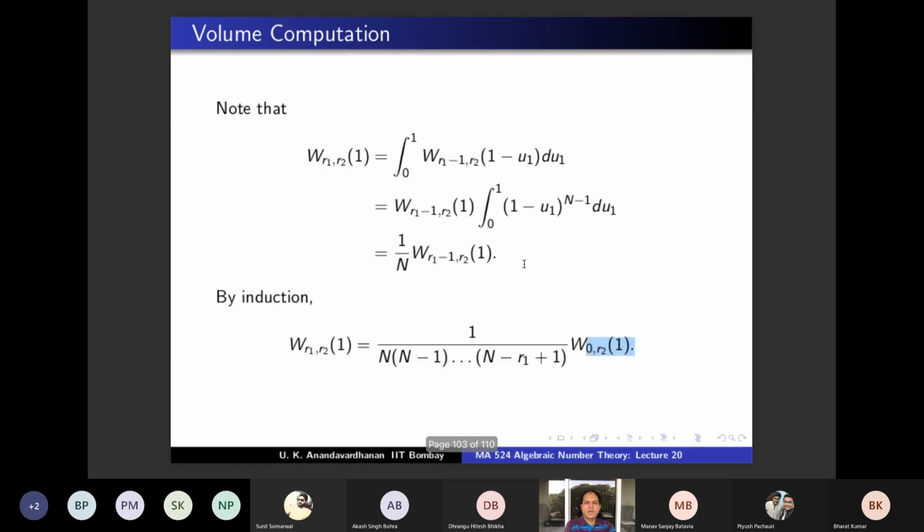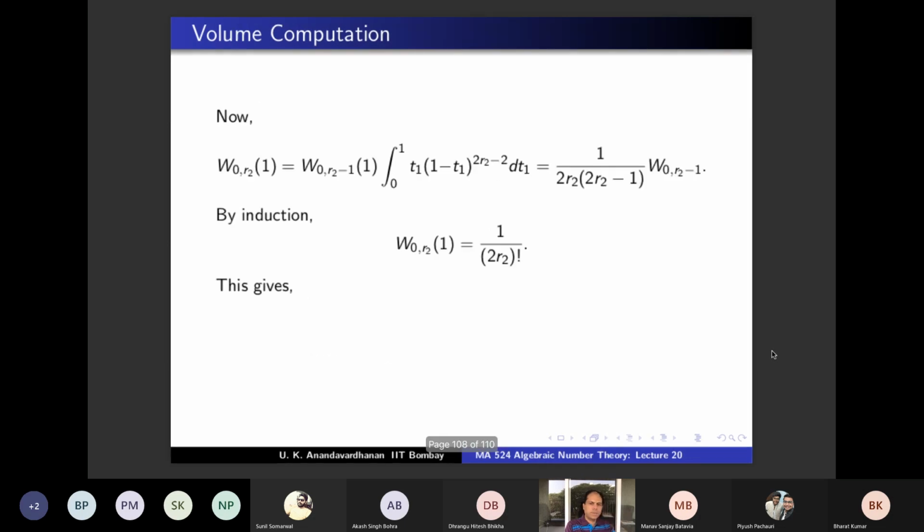So what is coming here is 1 by 2r2 factorial. But the whole thing together is then n factorial, right? Because what is this? n is r1 plus 2r2. So this is 2r2 plus 1. And what is remaining is 2r2 factorial. So 2r2 factorial times up to n. So everything is continuous. So it is n factorial. So W r1 r2 at 1 is 1 by n factorial.